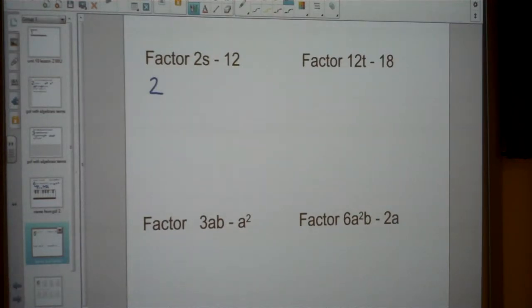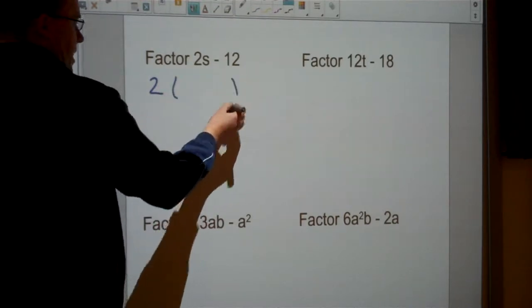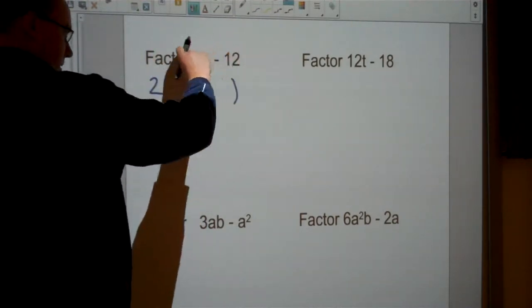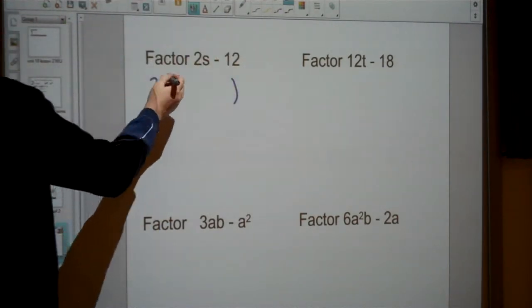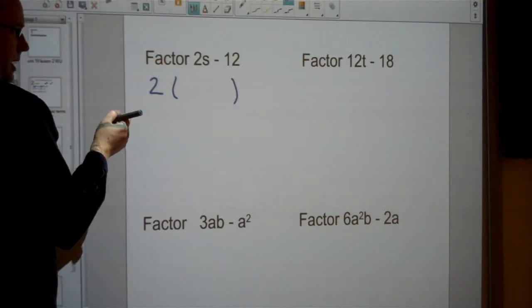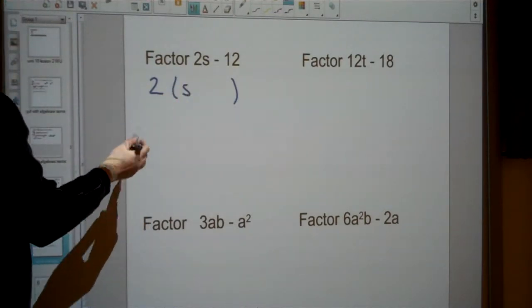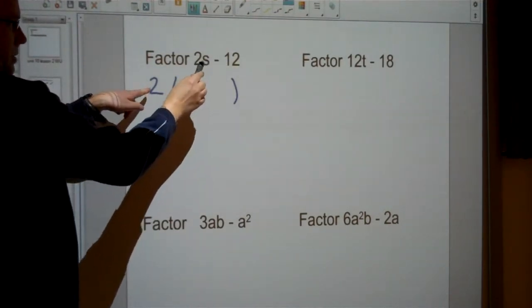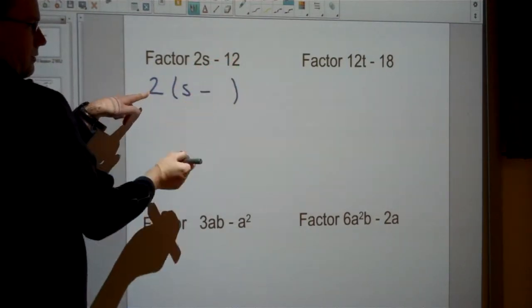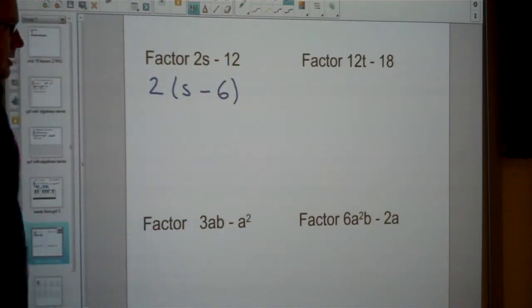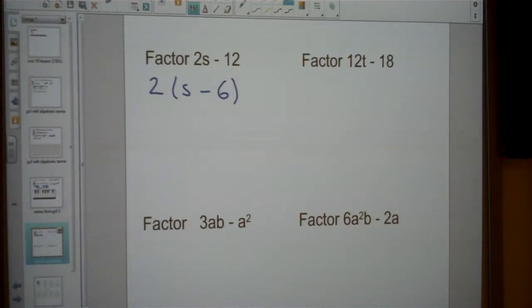Now, if we're factoring and not just finding the GCF, we have to do a little bit more. We have to say, what do we times together to make this thing here? So we've got to write it like your factor tree question. So what we say is, what do we times 2 by to give us 2s? The answer is just s. We can see we already have a 2. The only thing we don't have is an s. Now for the numbers, 2 times what gives us 12? That's just going to be 6.